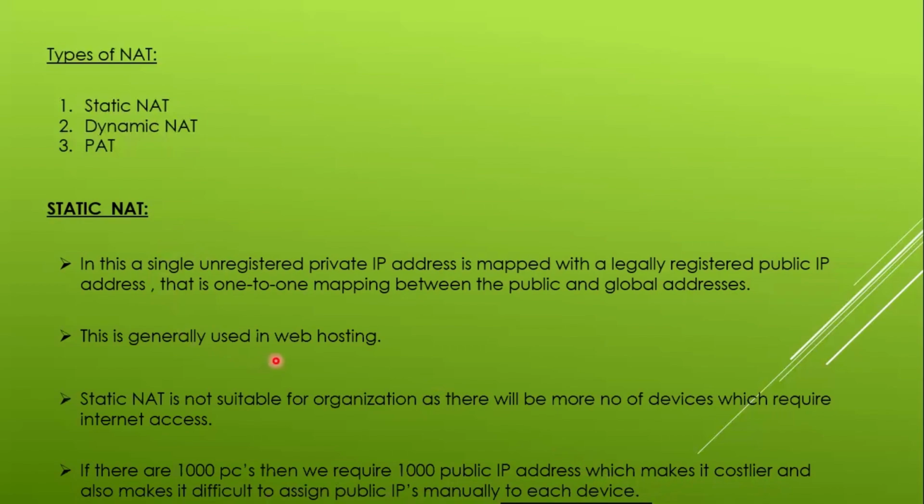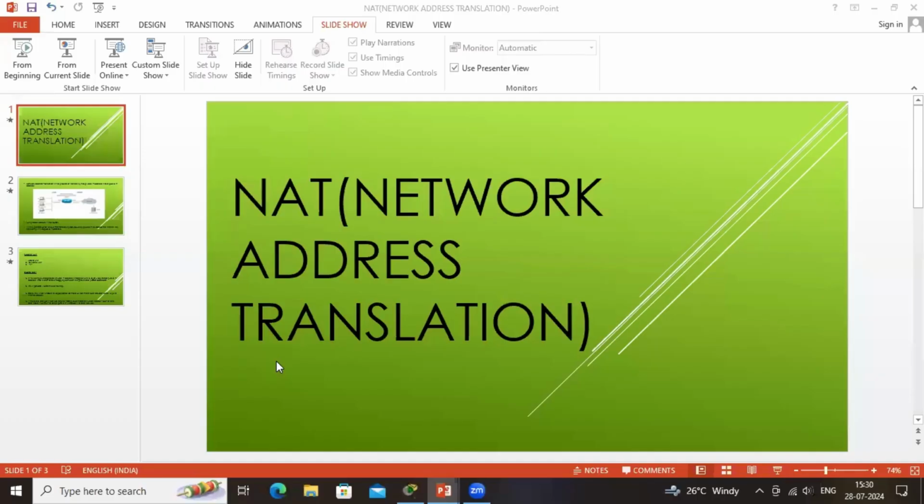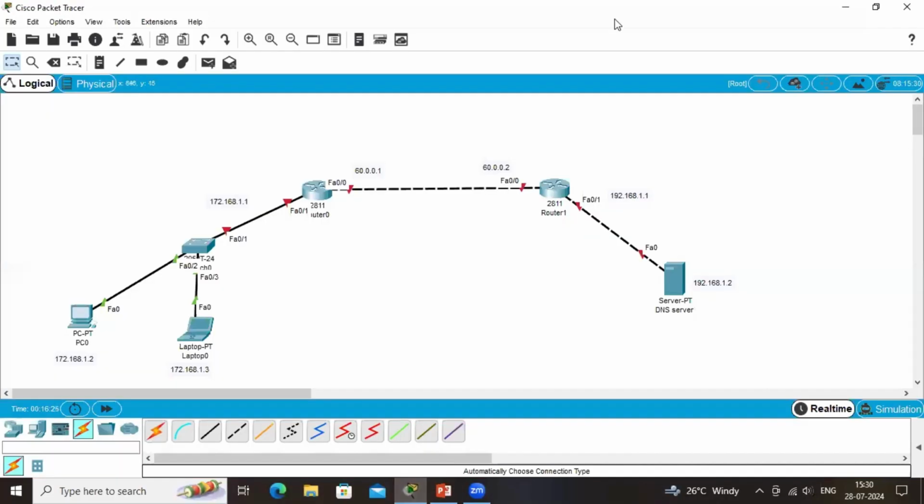So let's understand this using Cisco Packet Tracer, getting into the practicals. In this, I have created a network using a PC, a laptop, and on the other side we have the second router, which has a server. Let's say this is a DNS server.